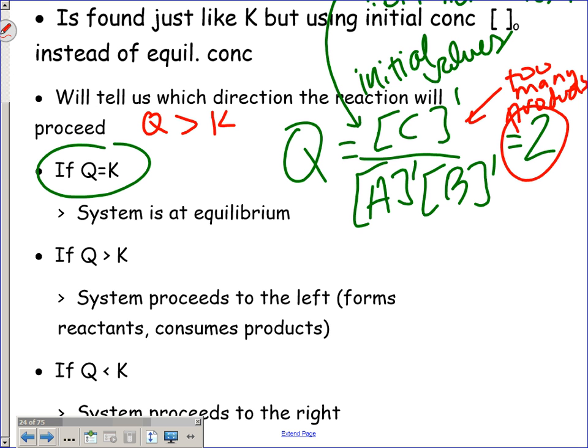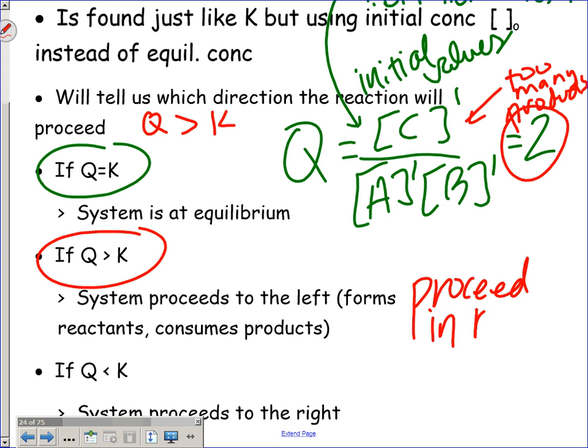So Q greater than K means I have too many products, so I have to get rid of products, which means I have to proceed in the reverse direction, which means proceed left, because you're going to the left, correct? As you consume products, you're forming reactants. That's going to help balance your Q out so that it equals K. Your goal is to get your initial concentrations to be the equivalent of the equilibrium concentration, so you have to adjust by adding or subtracting reactants or products.